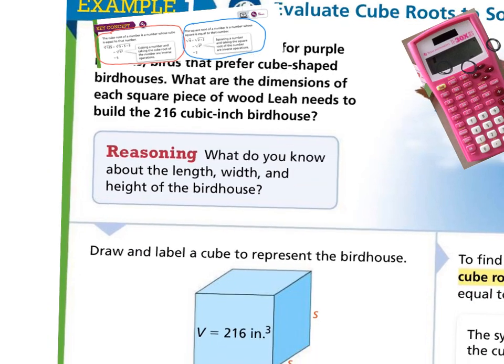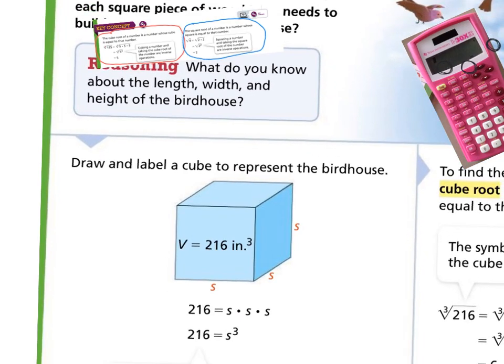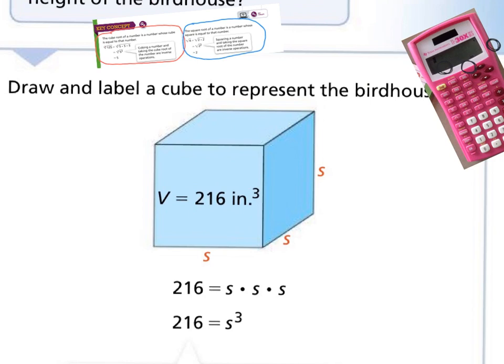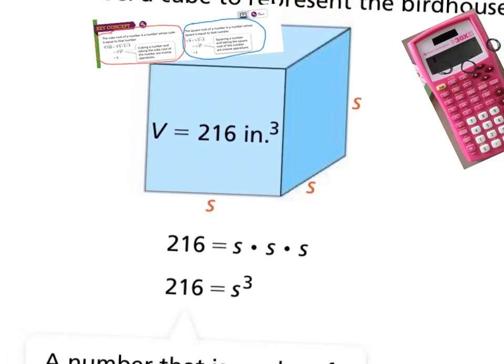Okay, so what we can do is think about it is 216 cubic inch birdhouse. Cubic inches, that has to do with the volume of something. So the volume is 216 cubic inches. If it's a cube, that means all 3 length, width, and height are all the same. So that's why they put an S there. So volume is length times width times height. But length, width, and height are all the same. So they said, well, instead of LWH, let's just put an S for all those. And then if we have S times S times S, that's the same as S cubed.